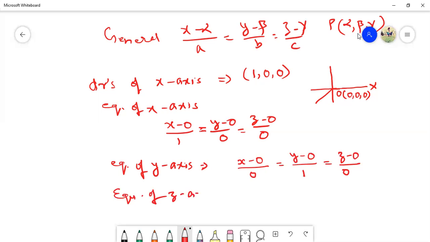the z-axis will be x minus 0, because it is passing through 0, 0, 0. But this will be 0, this will be 0, and this will be 1, because the DRs of the z-axis are 0, 0, 1.